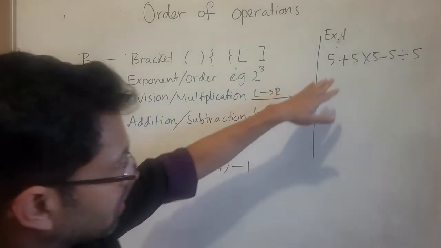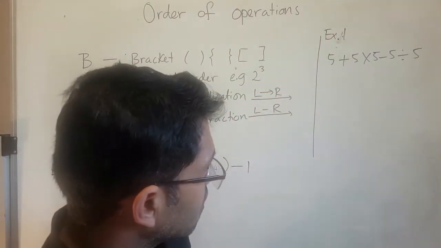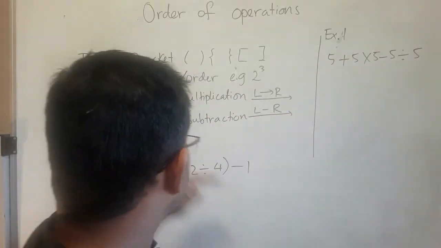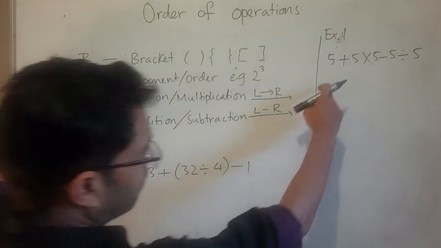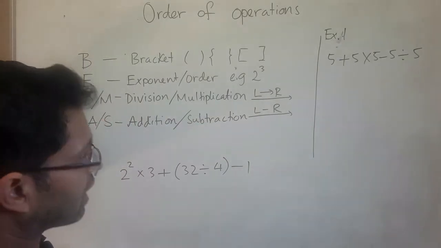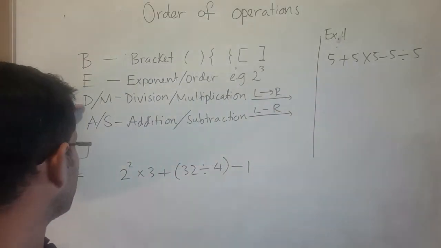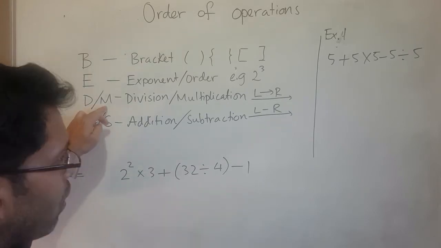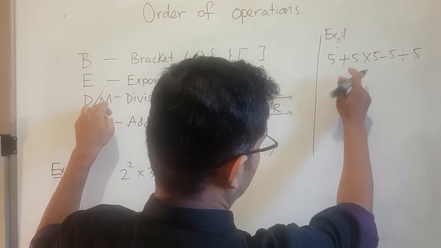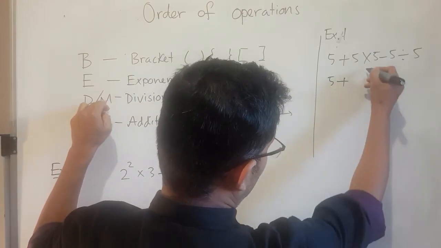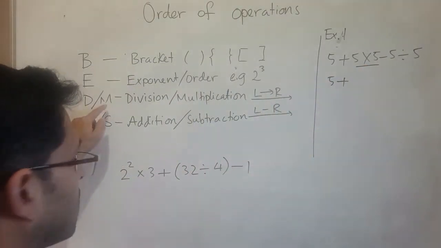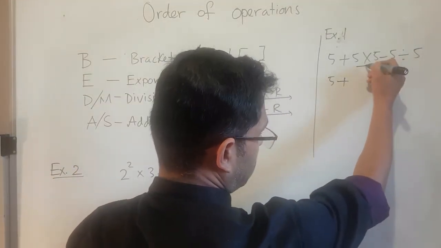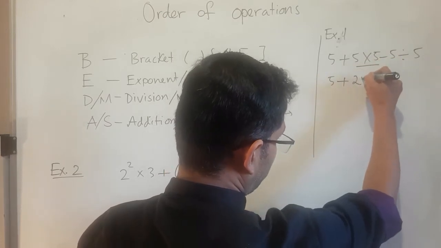So if we do example 1, you can see we have addition, multiplication, subtraction, division. As per our rule, we look for bracket, but we don't have any bracket here. We don't have any exponent, no power here. Only division, multiplication, addition, subtraction. According to that rule, we have to do the division or multiplication first. We can't do this addition first, so we just leave it as it is. We do this multiplication first, because out of multiplication and division, this is first. So we do the first thing first, which is 25.